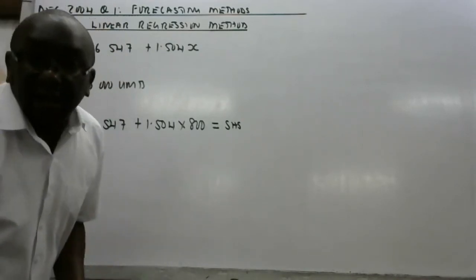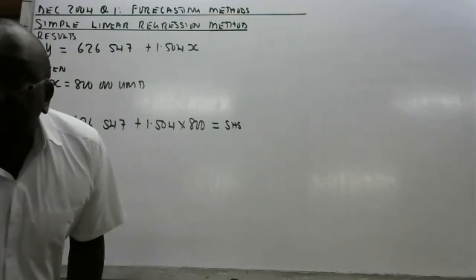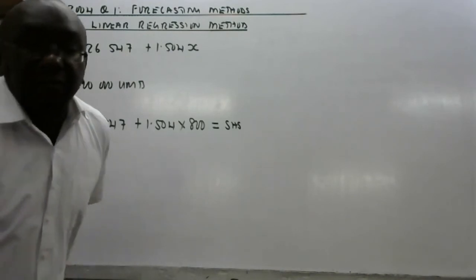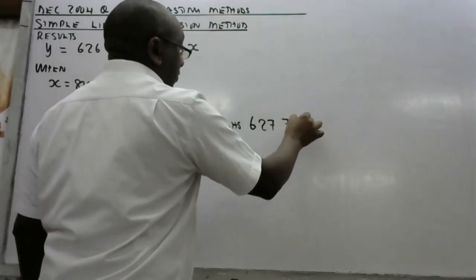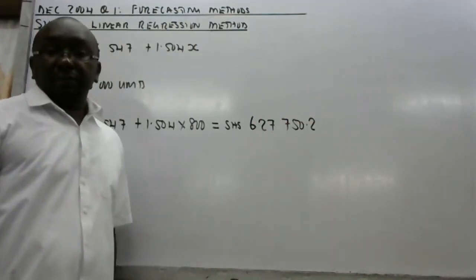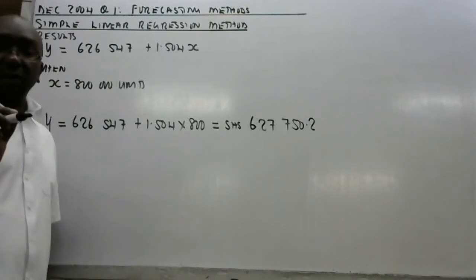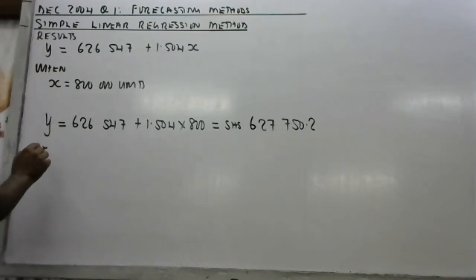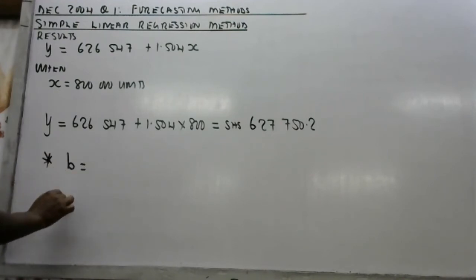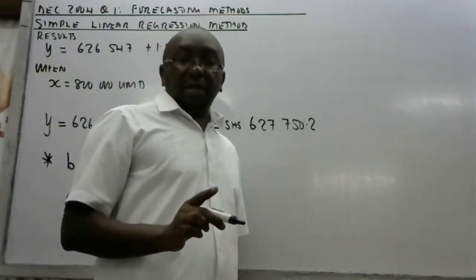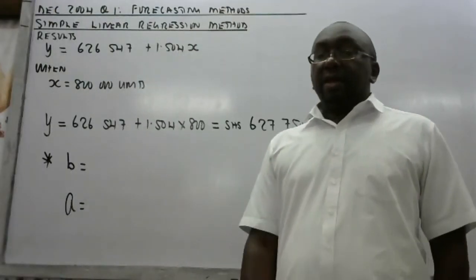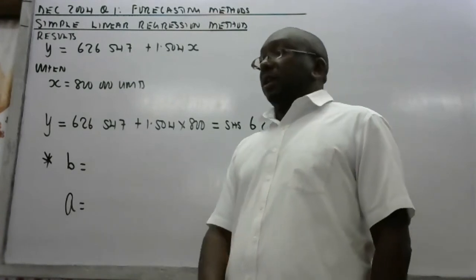Okay, give me the answer. Oh, there it is, it has come: 627,750.2. So what I would like you to remember is how to compute B and how to compute A. Those formulas of computing B and computing A, you should be very conversant with them.